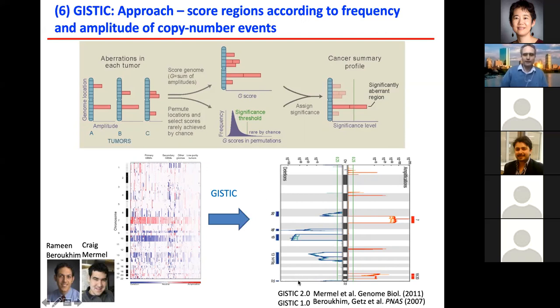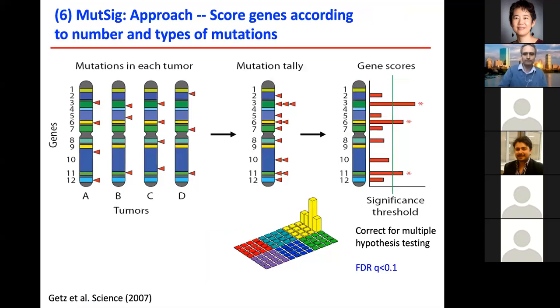We now in GISTIC 2.0 distinguish between broad level gains, or arm level gains, and focal gains, because they have different statistics of being generated. And we have also additional handling of peaks that are next to each other, etc. And this is the method called GISTIC 2.0, still used by many people until today.